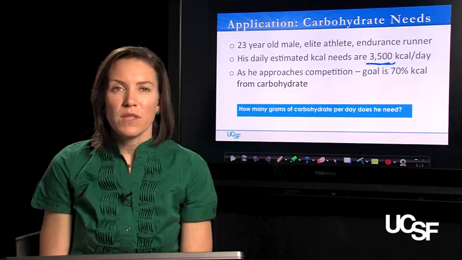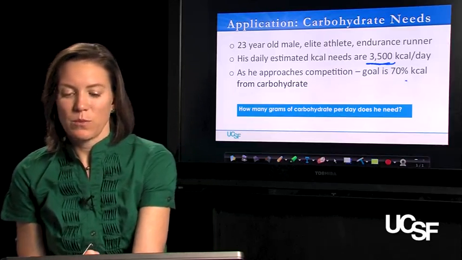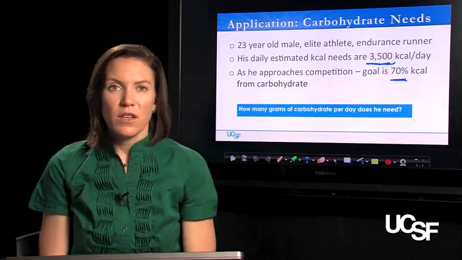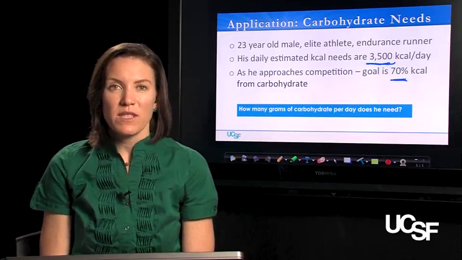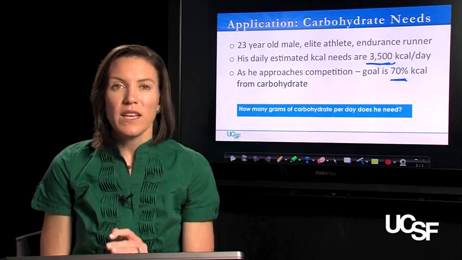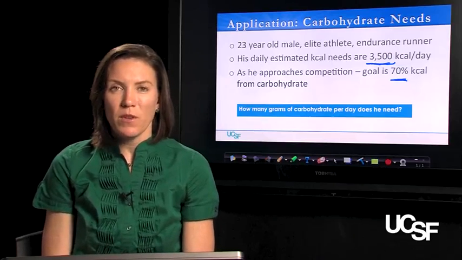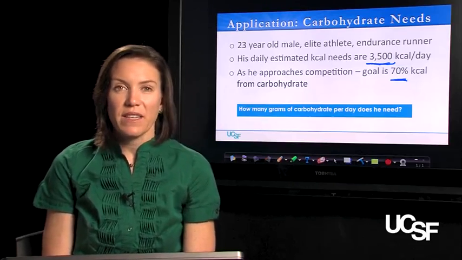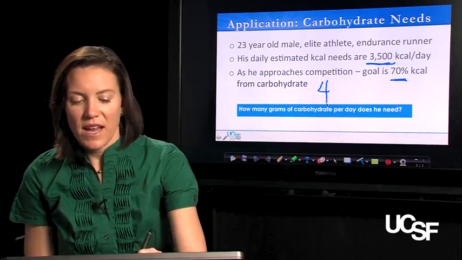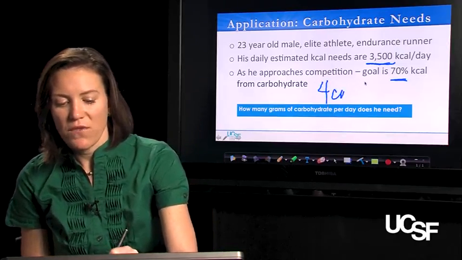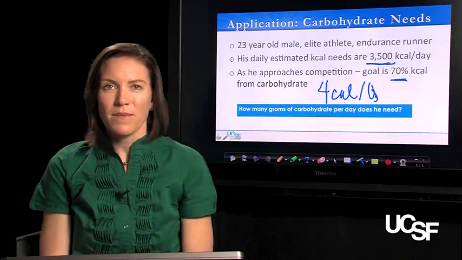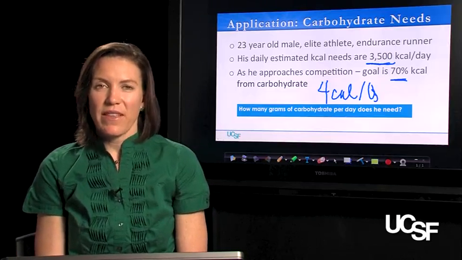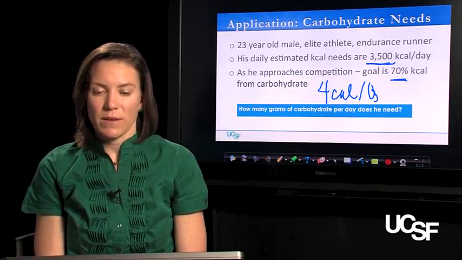As he's getting closer to his competition date, the dietitian, who specializes in sports nutrition, says, listen, you want to increase your carb to about 70% of your total calories. So I'd like you to take a moment to figure out, knowing a couple of pieces of information, how many grams of carbohydrate per day this athlete needs. And one thing to keep in mind is that every gram of carbohydrate, you get 4 calories per gram. Okay? So take a moment again and figure out how many grams of carb per day should this athlete be eating in order to get 70% of the 3,500 calories from carbohydrate.